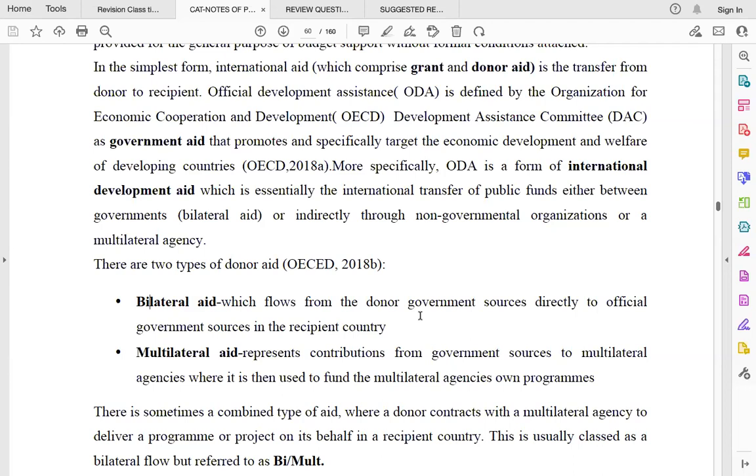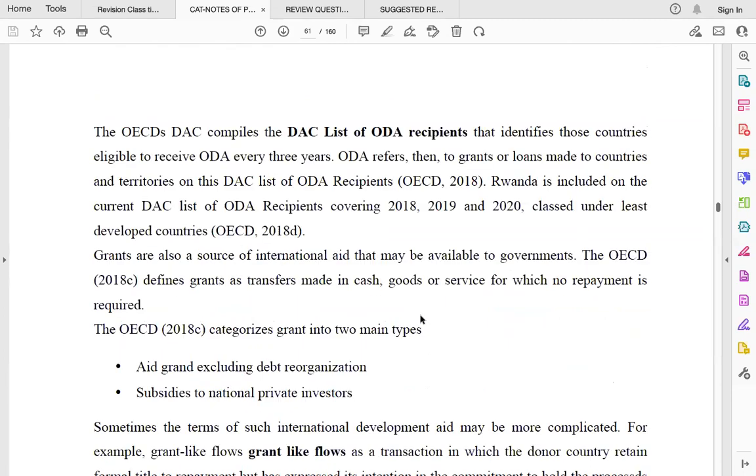For example, the amount of money that the government of Germany gives to the Ministry of Finance is bilateral aid. Whereas multilateral aid is a contribution from a government source to a multinational agency, like the amount of money that the government of the United States of America gives to USAID to be implemented in Rwanda. That is multilateral aid because it is given to a multilateral agency to fund the agency's own programs within our country.